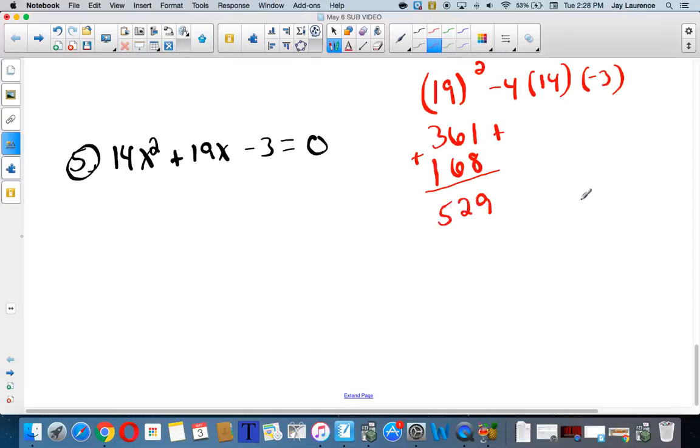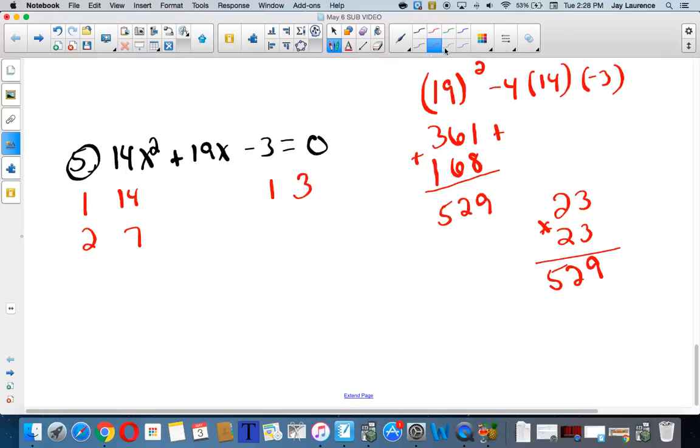If I do 23 times 23, if I multiply those, I think I'm going to get 529. There's going to be 9. 6 and 6 is 12. Carry the 1, 4, and 5. Yeah, it is 529. It's a perfect square. So I'm going to list the factors of 14 because I know it's factorable. 1 and 14, 2 and 7, 1 and 3.